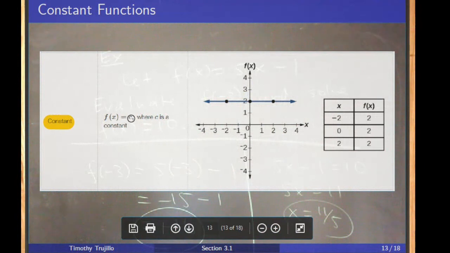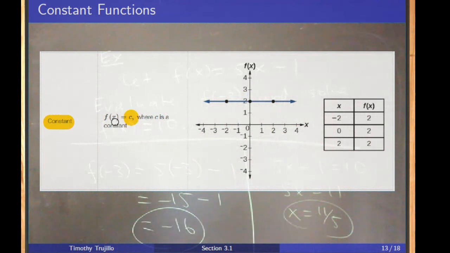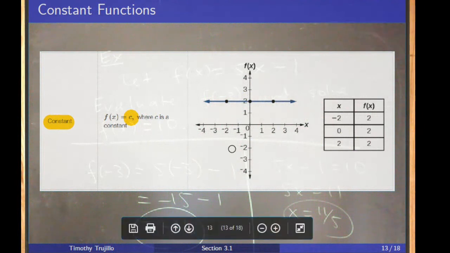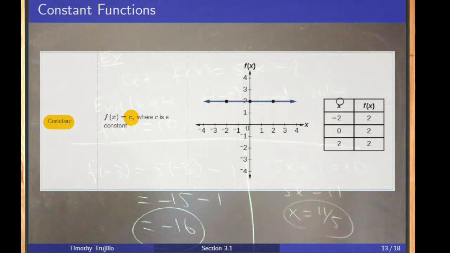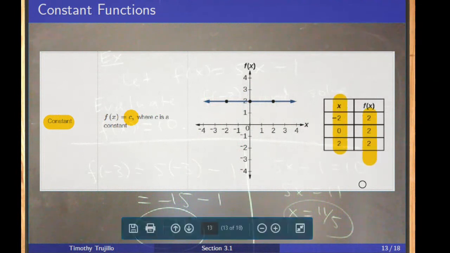So a constant function just has the same output for any given input, okay, where c is just some number. The picture you're seeing here on the right is the constant function where c is 2. So you give me any input whatsoever, and the output is 2.